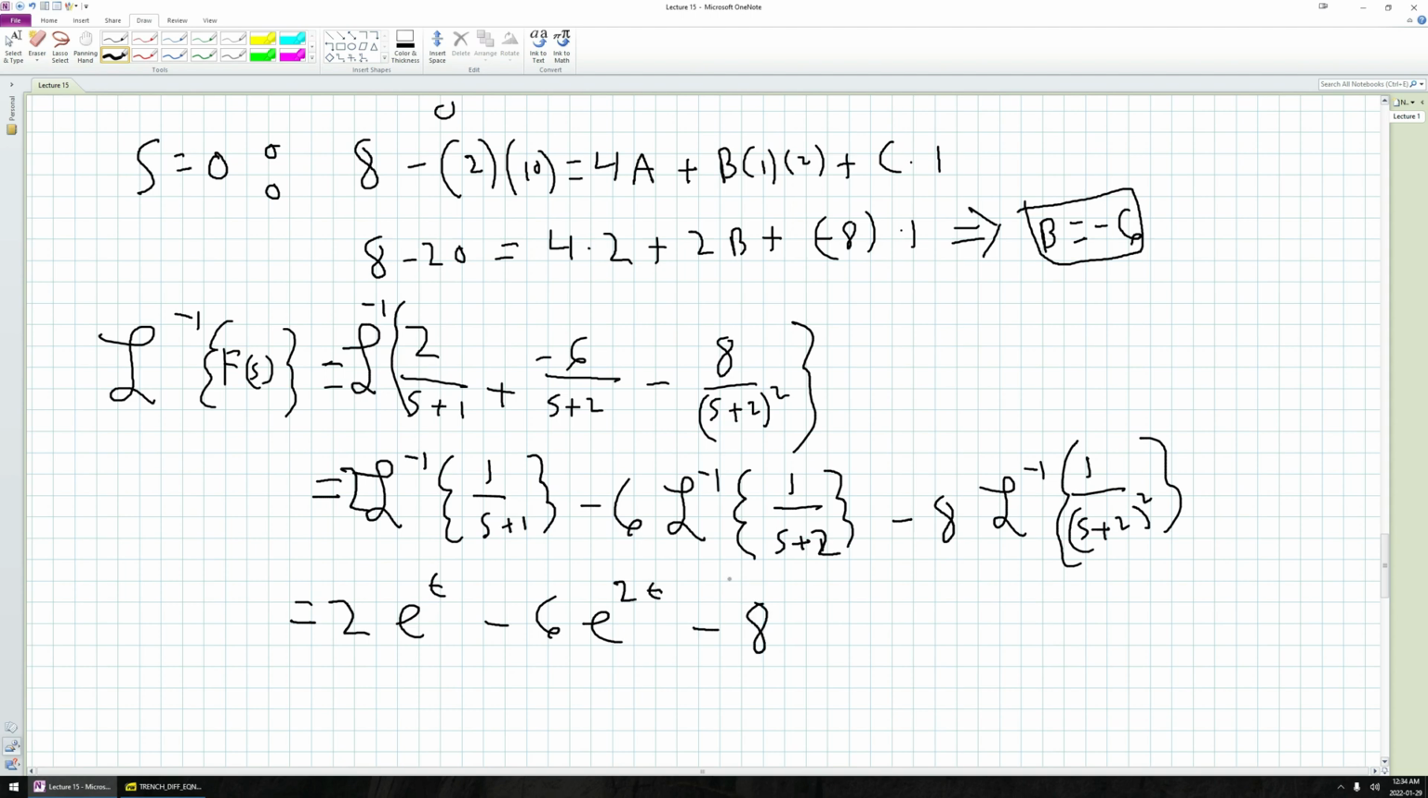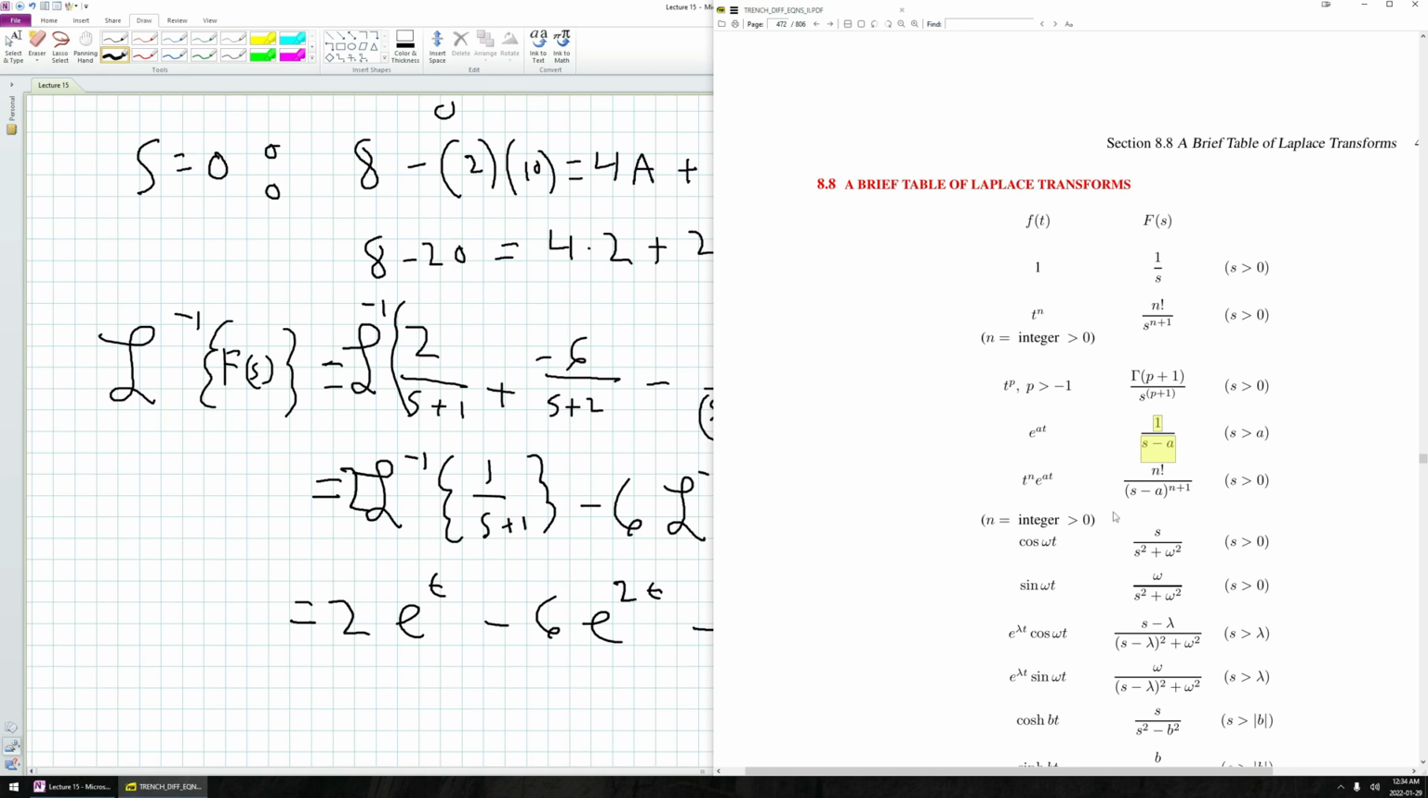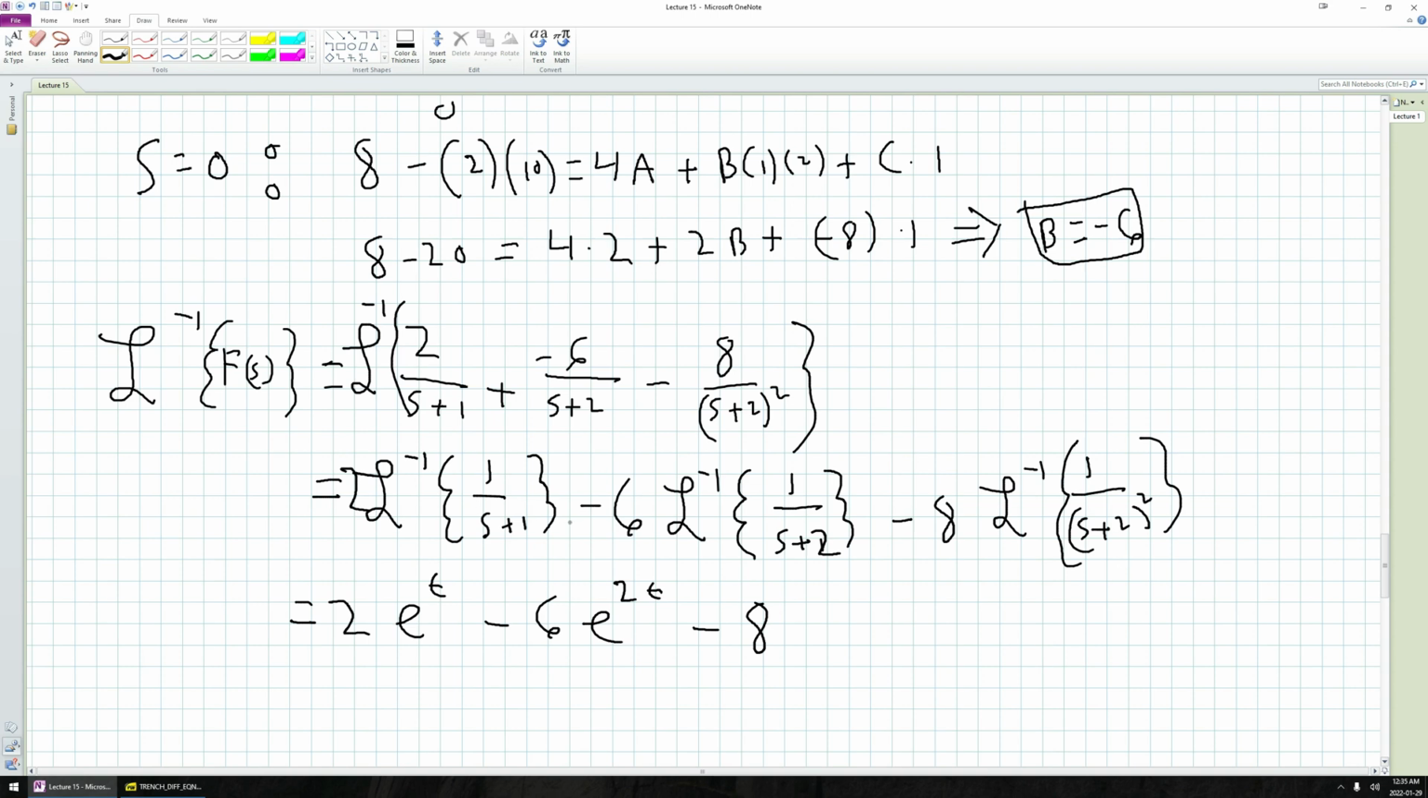Okay, so what is the Laplace transform of 1 over (s plus 2) squared? How do I find this one? Well, if you don't have it memorized, go back to the table and let's check this out. It's clearly not e to the at, but I have this nifty little formula over here that allows me to get higher powers of the polynomial in the bottom. So from here, if n is equal to 1, then 1 factorial is 1, and I get (s minus a) squared. So from the table, I simply get that this would be t squared times e to the 2t.